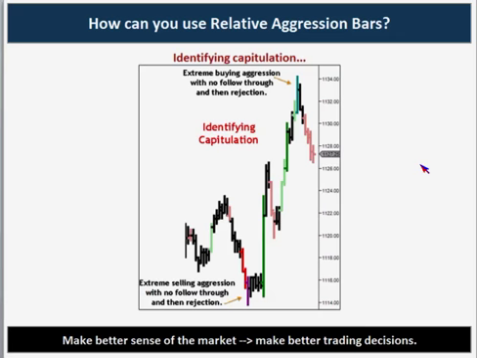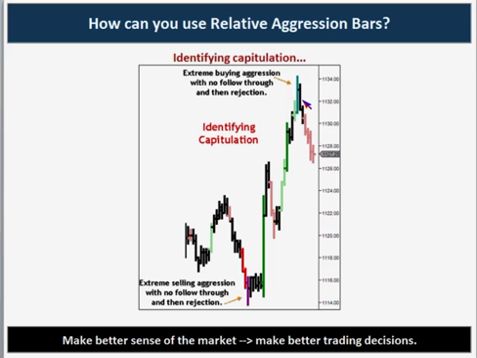Another way that you can use this is to identify capitulation. What I mentioned earlier was that when you have a level 3 bar, it's typically either the beginning of a vertical move or it's the end of the road in capitulation. What we have found time and again is that if you get a level 3 selling aggression bar, for example, on the low of the day, and there's no follow through and it gets rejected pretty quickly, that's a pretty good sign, 7 out of 10 times or so, that the low of the day is in place. Same thing on the high of the day. If you have a level 3 buying aggression bar on the high of the day with no follow through, pretty much immediate rejection, it's a very good sign that the high of the day is probably in place.